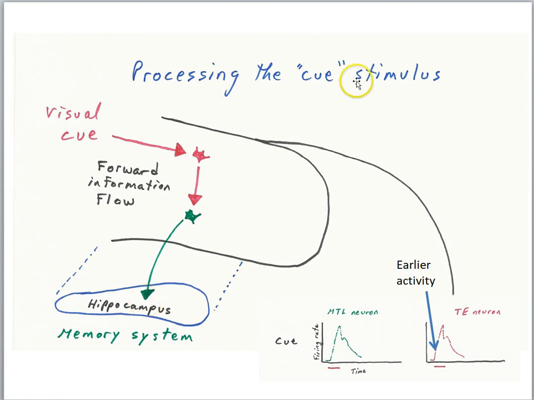So this is processing the cue stimulus. Now, if you record the activity of these neurons, the TE neuron, the visual neuron, is activated a little bit before the MTL neuron, and that makes sense with this flow of information. The visual information is going to activate the visual neuron first, and then it's going to activate the MTL neuron, so you get a little bit of earlier activity for the visual neuron compared to the MTL neuron.